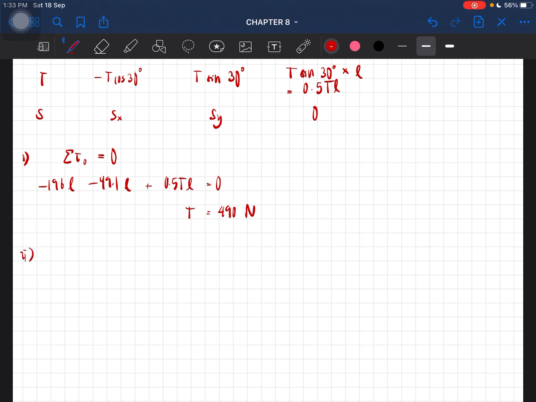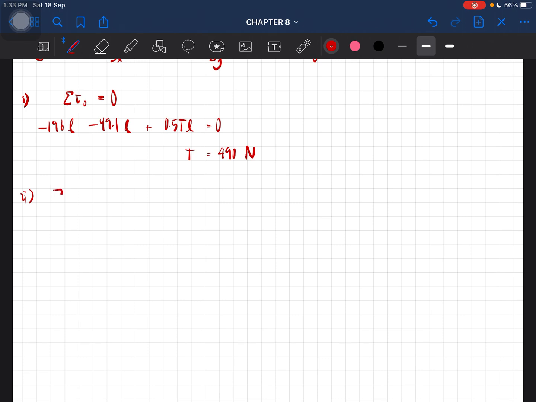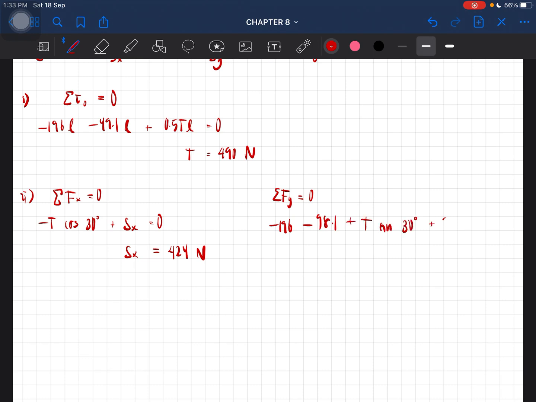Okay. Then the second question, we have to find SX and SY. So we can let total force at X is equal to 0. Negative T cos 30 degree plus SX equal to 0. So SX is just basically 424 Newton. Okay, and then we are going to use the same thing untuk Y component. So this is negative 196, negative 98.1 plus T sin 30 degree plus SY equal to 0. So SY is basically equal to 49.1 Newton.